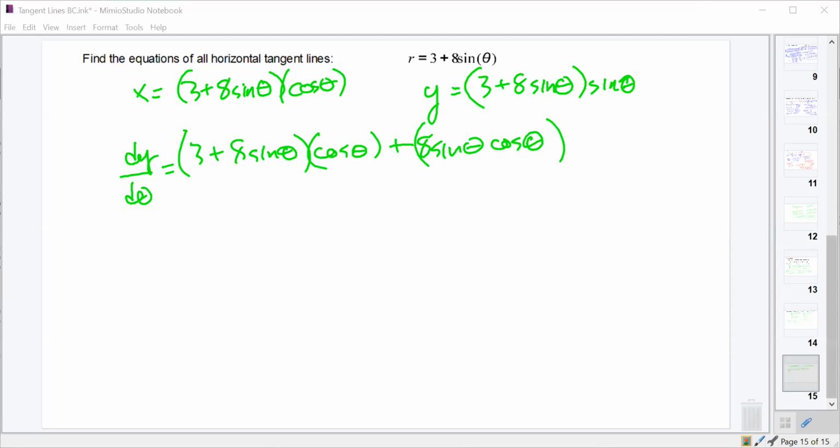Yep, okay, good. So then we should be able to simplify this down. If we distribute the cosine through, we've got 3 cosine theta plus 8 sine theta cosine theta plus another 8 sine theta cosine theta, which should be plus 16 sine theta cosine theta. And how are we going to set this equal to 0? How are we going to solve that?